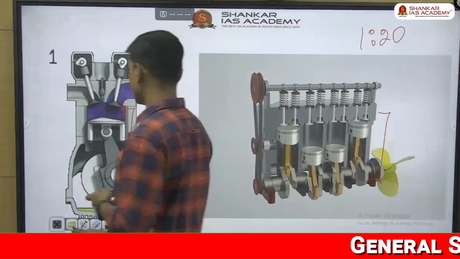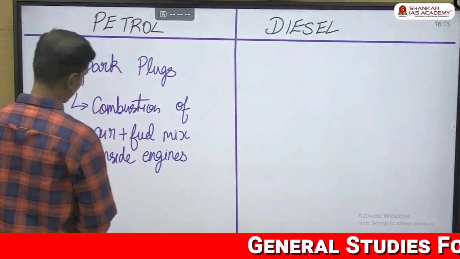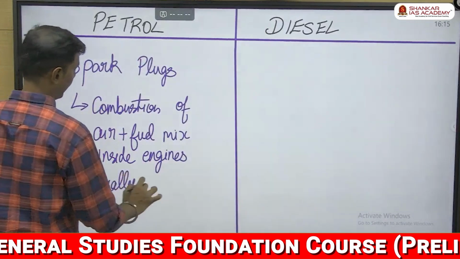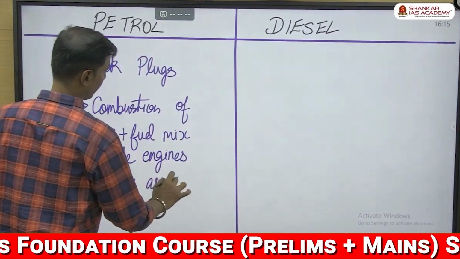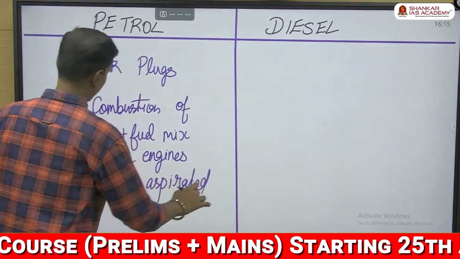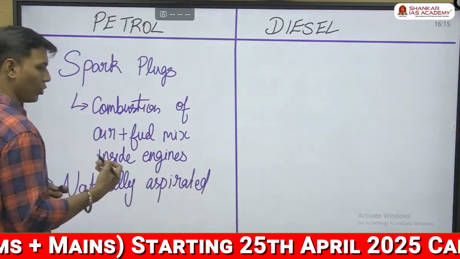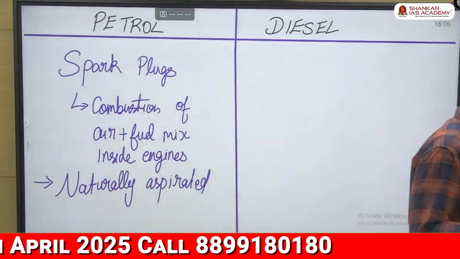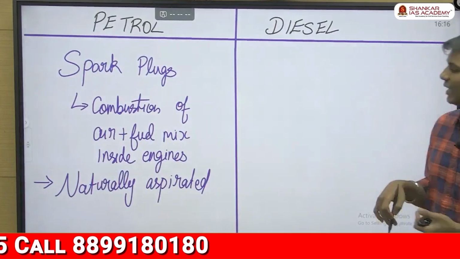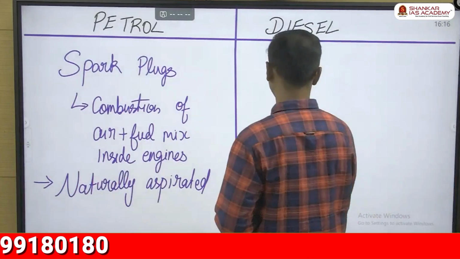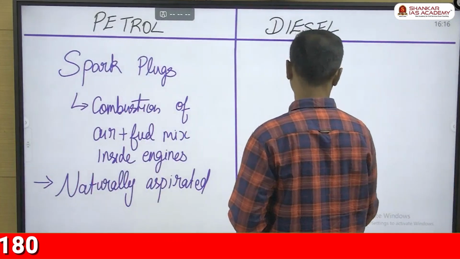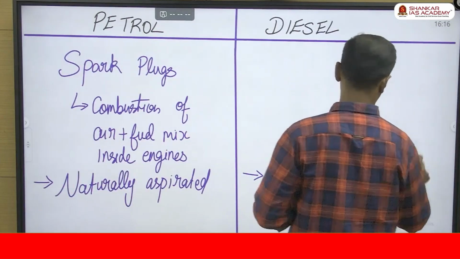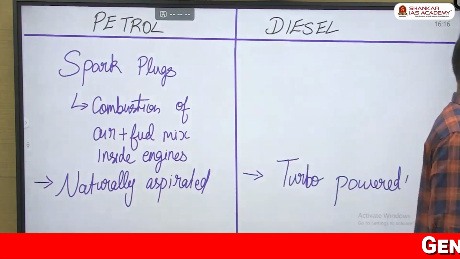Generally, petrol engines are naturally aspirated. When we say naturally aspirated, it draws air from the atmosphere and then it burns the fuel. Naturally aspirated, or naturally it gets the air. Then coming to diesel engines, most of them have a turbo inside. Most of the diesel engines are turbo powered engines.